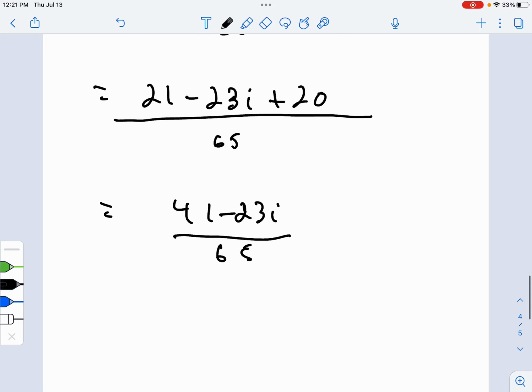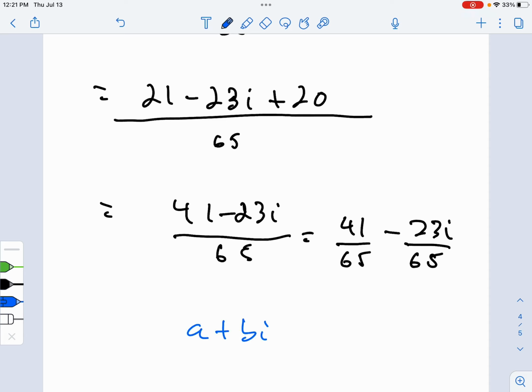Now, a lot of people will stop here and say, yeah, we're good. One last thing you have to do is put each of the terms in the numerator over that one number on the denominator, the 65 in this case. Why? Because our final answer has to be in a plus bi form. And that is how you would go ahead and divide two complex numbers.